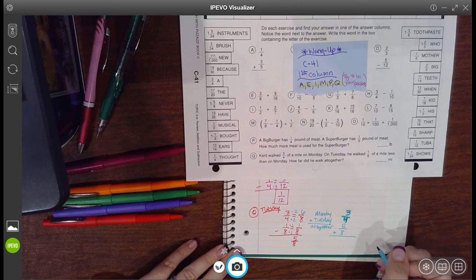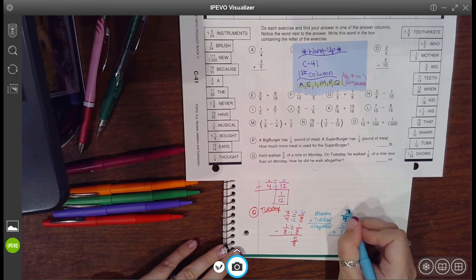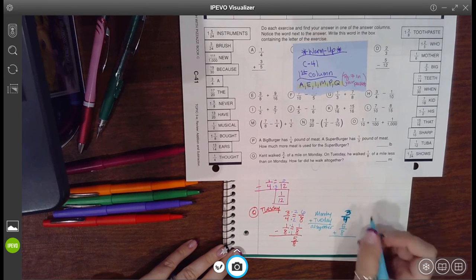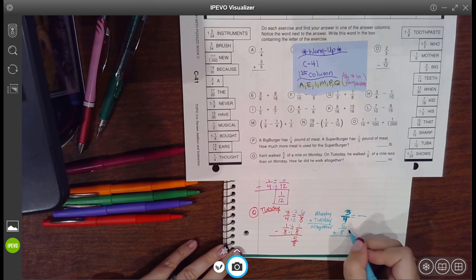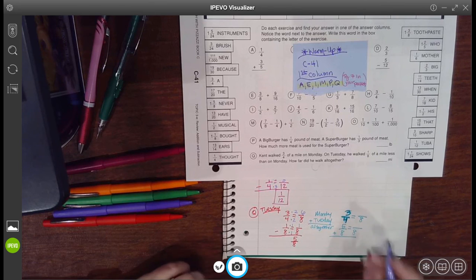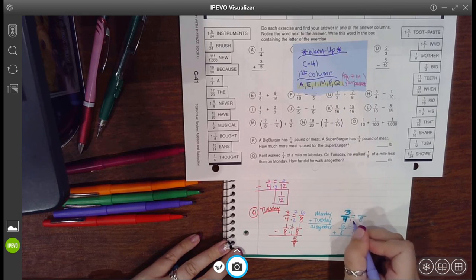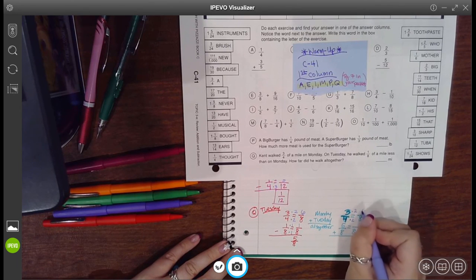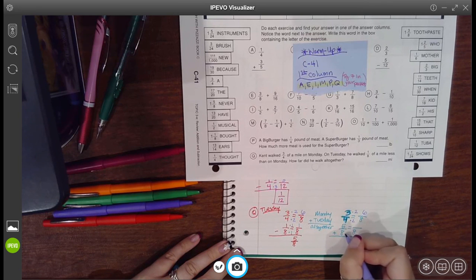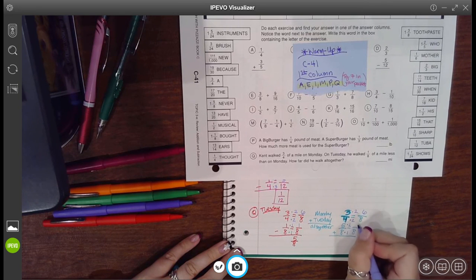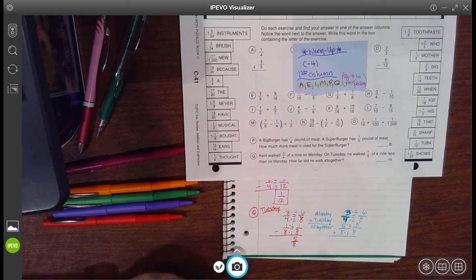And this is why you should always do math in pencil. Okay, so right here, 3/4 for Monday and 5/8 for Tuesday. What can 4 and 8 both become? They both can become 8. So 4 times what is 8? 2. 3 times 2 is 6. 8 times what is 8? 1. So 5 times 1 is 5.